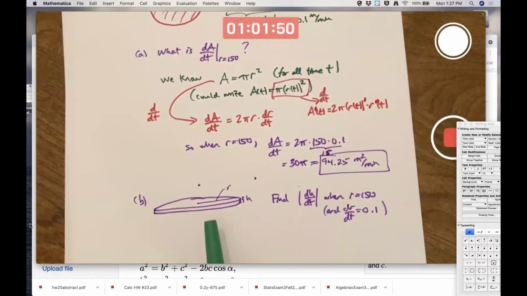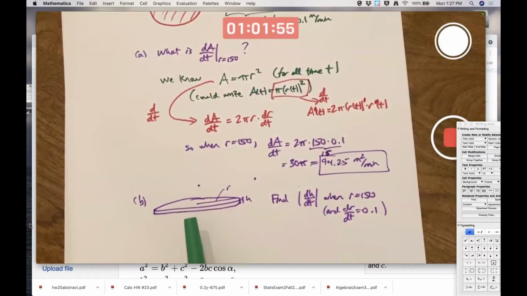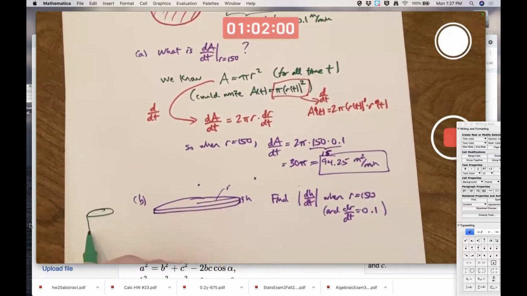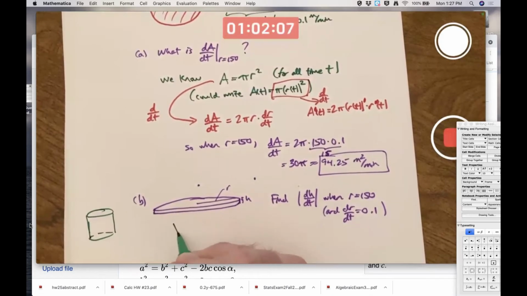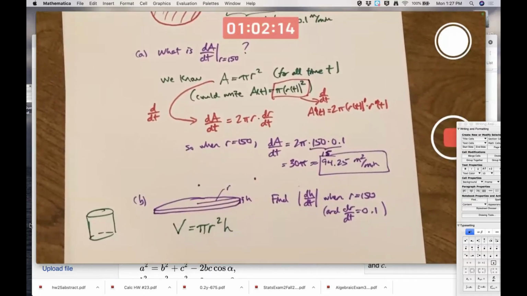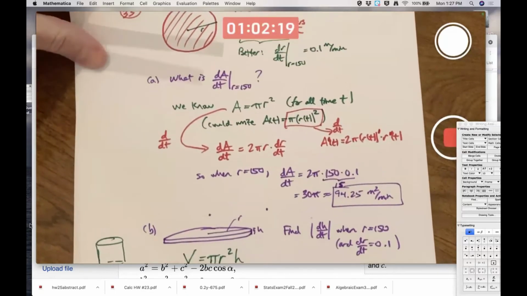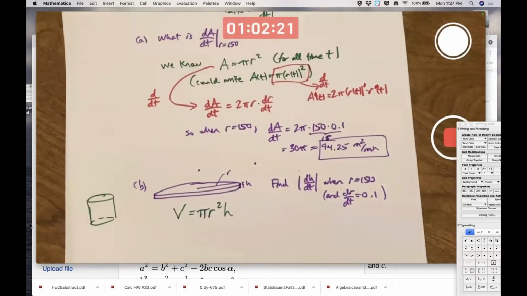We've got to bring the volume into play. This pancake shape is a cylinder shape. It's a flattened out version of a can. The formula for the volume of a cylinder is pi r squared h. So we've got to use that somehow.